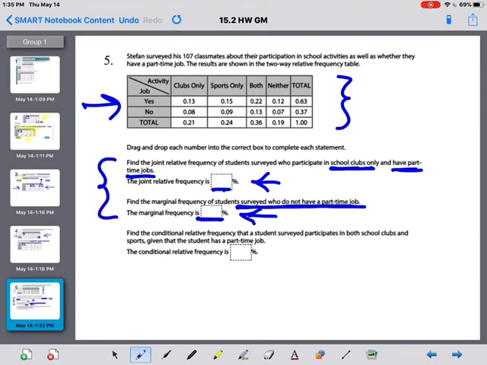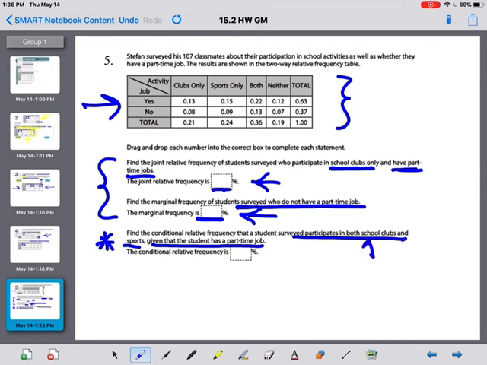Again, the conditional frequency is going to be a little bit trickier, so be careful with that. We want the conditional relative frequency for a student who participated in both schools and sports, given that the student has a part-time job. So you want to make sure that you're looking for the decimal value for those who participate in both. And you want to divide that by the decimal for the total number that do have a part-time job.